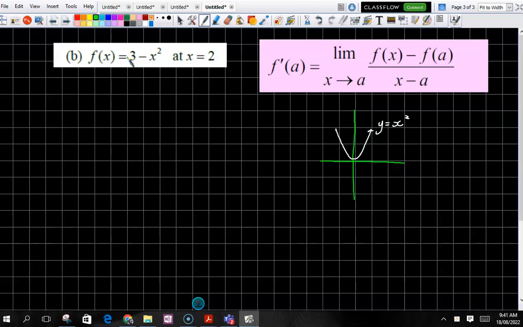Now, what makes it move left or right? When it's in the bracket. So if it was like x take 3 squared, that's going to move it 3 to the right. But in our case, it's not that. It's positive 3 there. So it's gone up. So I reckon it looks a little bit like this. And we're wanting the slope at x equals 2. So maybe somewhere around here. So what are we expecting our answer to be? A negative answer. So it's nice to have an idea.